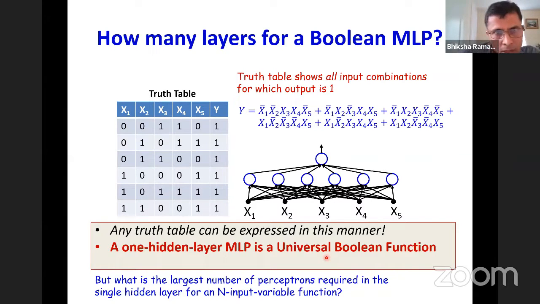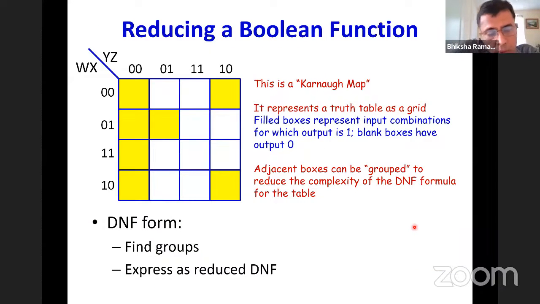But then, how big will this network get? What is the largest number of perceptrons required in that one hidden layer for an n input variable function? For that, let's take a different view of truth tables. I assume that at least the electrical engineers amongst you have encountered Karnaugh maps.